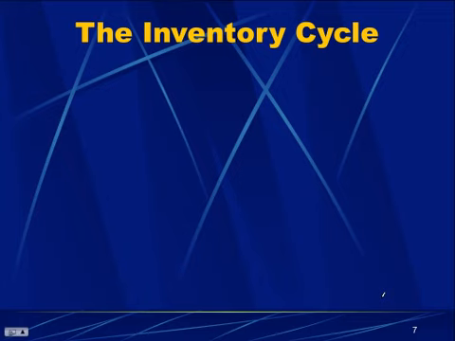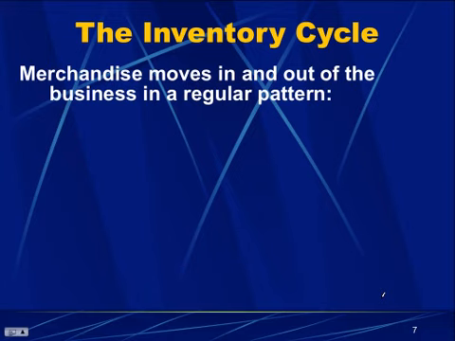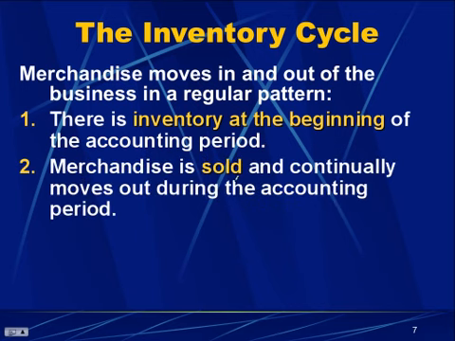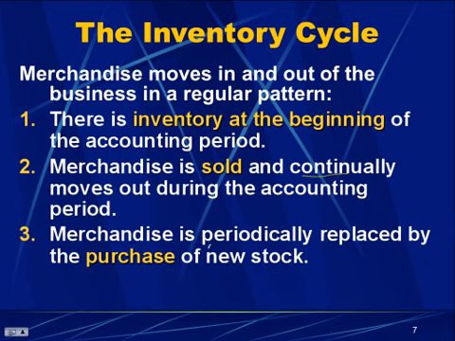So let's look at the inventory cycle. Hint, hint, there's one question on the exam like this. The inventory cycle goes like this. Merchandise moves in and out of the business in a regular pattern. There is inventory at the beginning of the accounting period because there's still some inventory in your warehouse. Then you sell some on a continual basis, so it's always moving out during the accounting period.